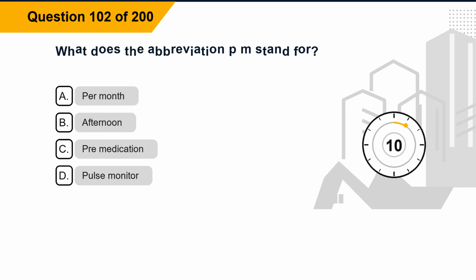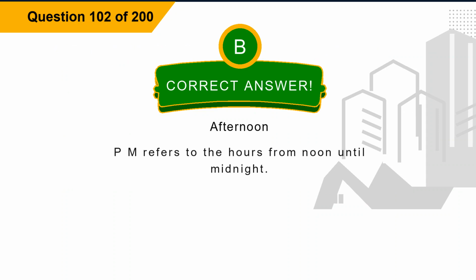Question 102. What does the abbreviation PM stand for? Option A, per month. Option B, afternoon. Option C, pre-medication. Option D, pulse monitor. The correct answer is option B, afternoon. Explanation. PM refers to the hours from noon until midnight.